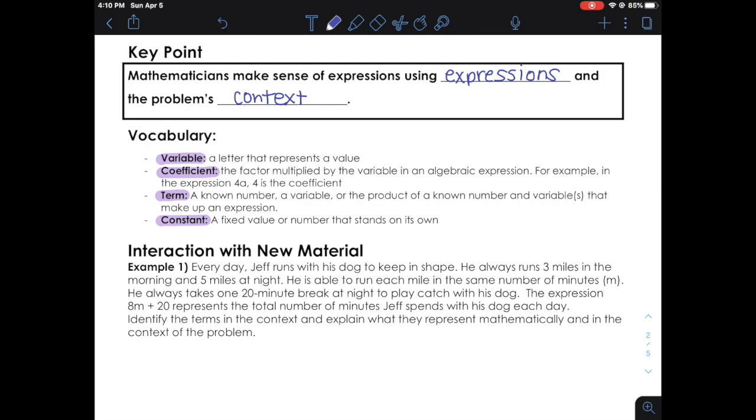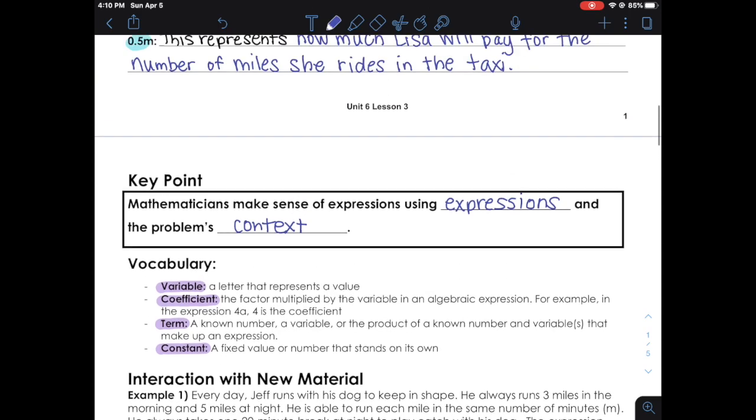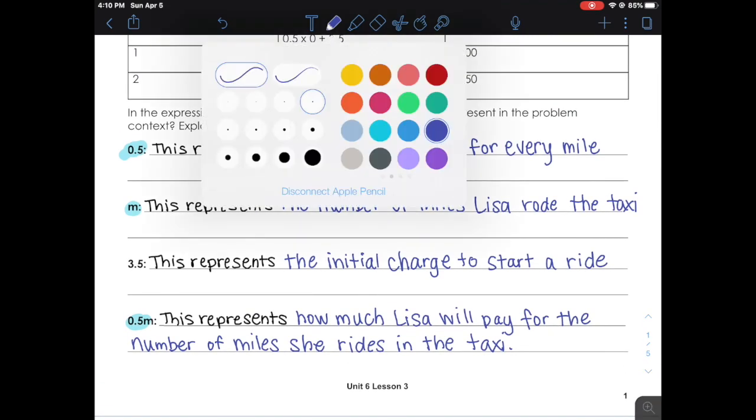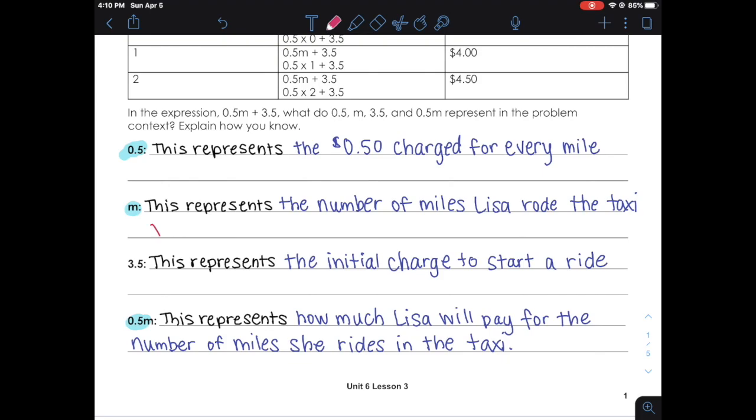Variable, a letter that represents a value. So again, it's a value that we don't know what it is yet, so we use a letter to take its place until we figure it out. So going back, which of these is our variable? Well, this is easy. We know this. Our variable is m. So this is a variable.